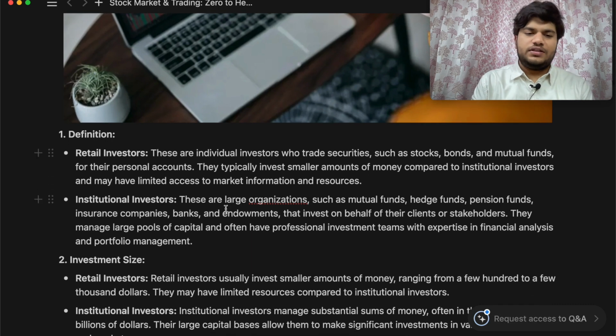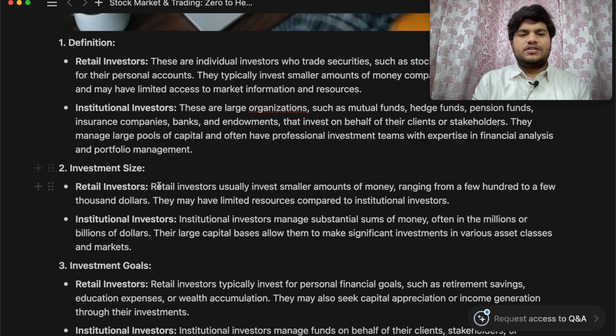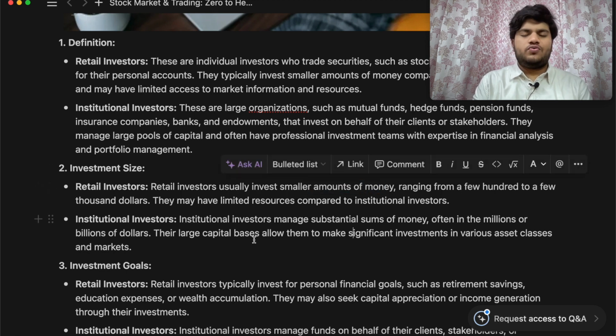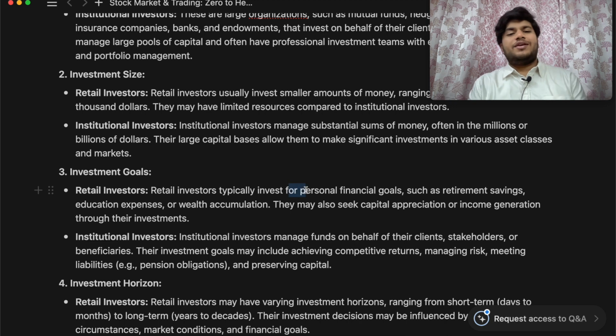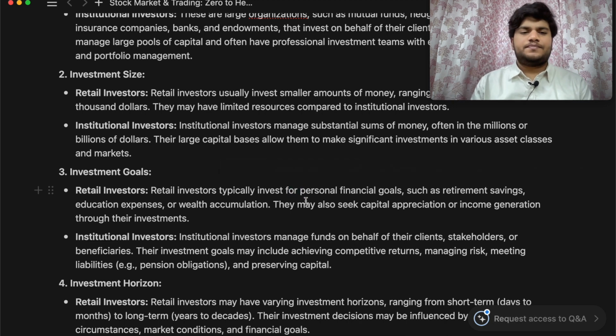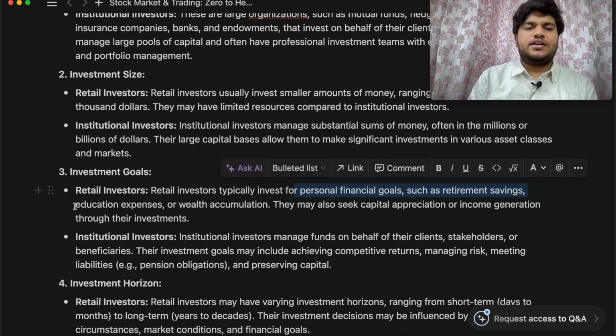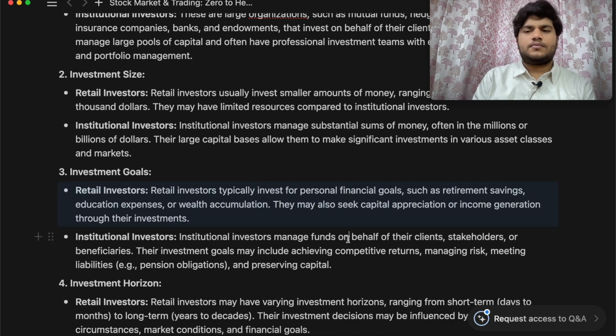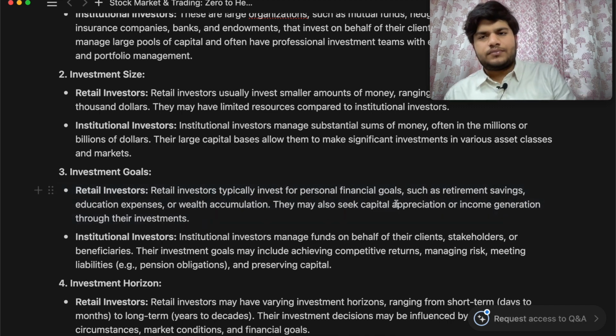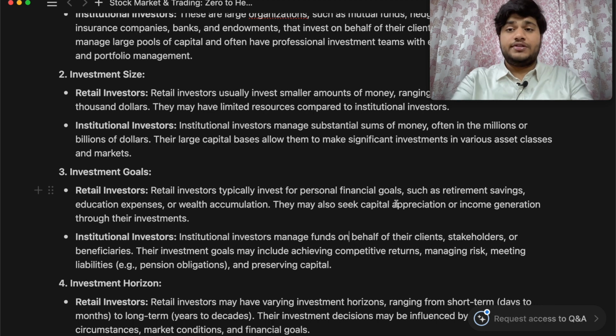The second difference is that a retail investor has a small amount of money, whereas institutional investors have a large amount of money. Then there is the investment goal. Every retail investor can think differently. They want to trade, they want to double the money the same day in option trading, or maybe they have personal financial goals such as retirement saving, education expense, or wealth accumulation. Or they can think that the bank gives only 7% in FD interest rate, whereas if they put money in a good stock and do some research, they can make a lot more money than what the bank gives.